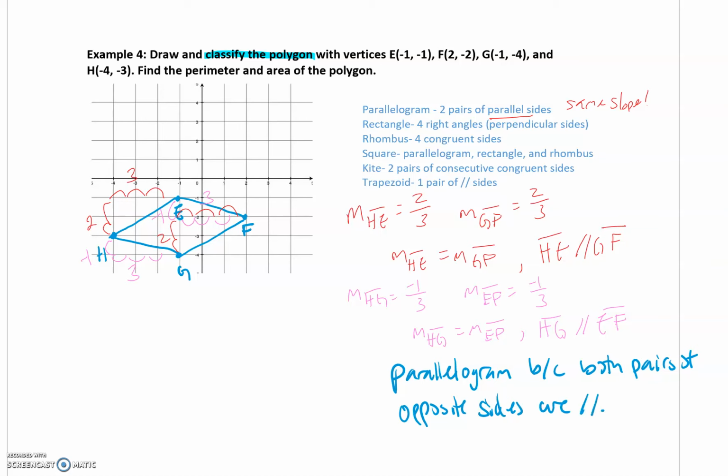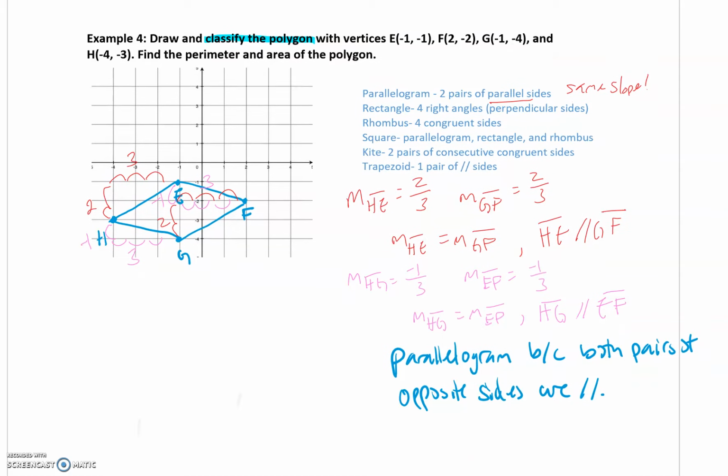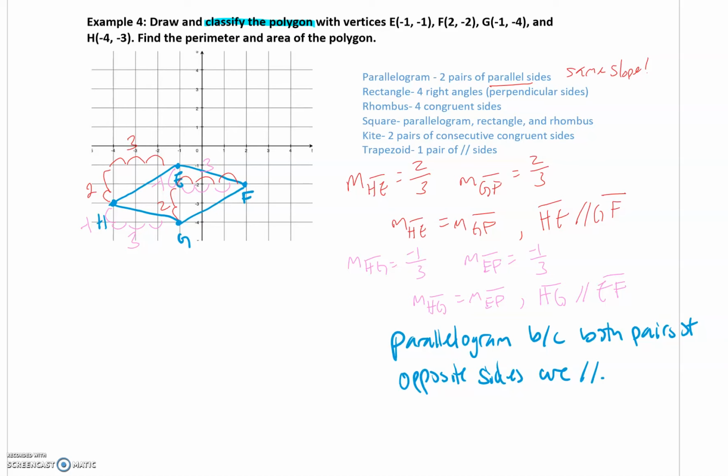Now if you're like, wait, could it also be a rhombus? We can totally check. You can do your distance formula and calculate the length of the sides, and we can see if we have 4 congruent sides. What I'm going to do is not do the opposite sides, because I know it's a parallelogram and I already know the opposite sides are congruent. Remember, if we already have a parallelogram and one pair of consecutive sides are congruent, then we definitely have a rhombus.